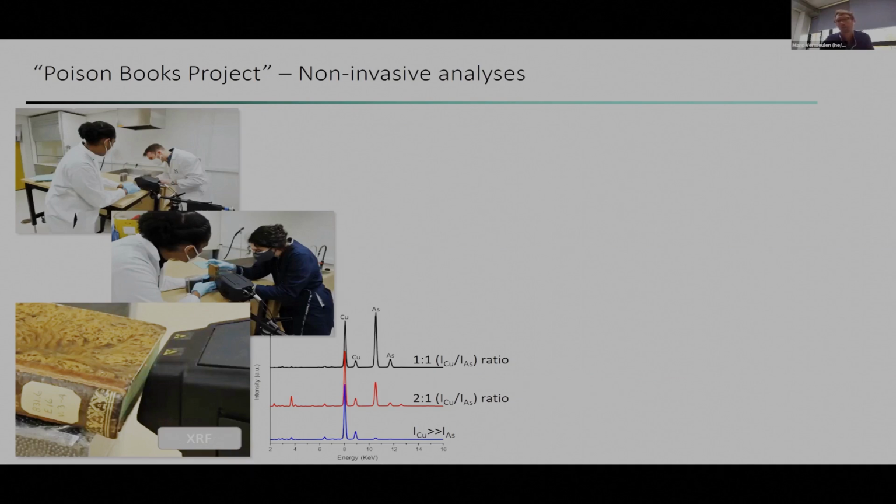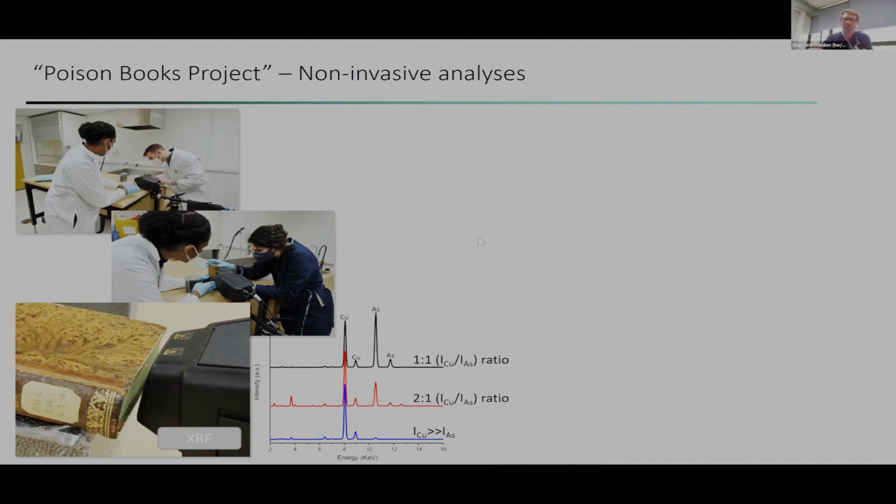As at Winterthur and many other places, we started with a non-invasive approach using XRF. We did an XRF survey of the books, and we were first able to see three major patterns in the XRF readings. One group had basically a 1-to-1 copper to arsenic ratio. Another group had a 2-to-1 copper to arsenic ratio, and the other group was mostly copper and almost no arsenic.